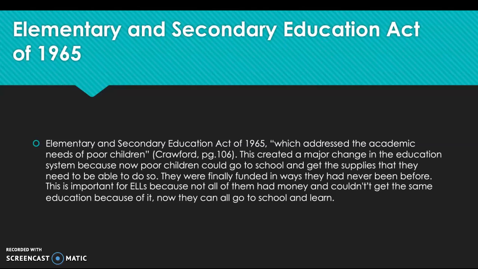The fourth one is the Elementary and Secondary Education Act of 1965, which addressed the academic needs of poor children. This created a major change in the education system because now poor children could go to school and get the supplies that they need to be able to do so. They were finally funded in ways they had never been before.